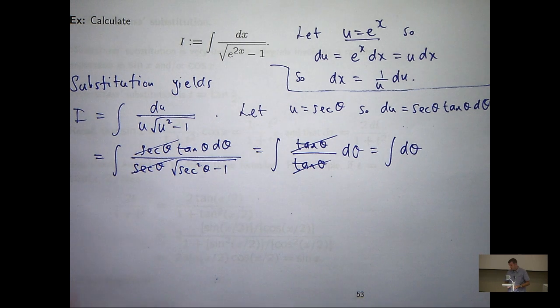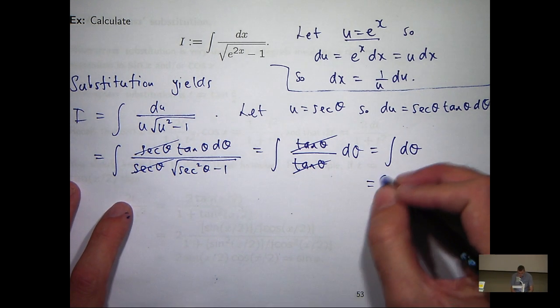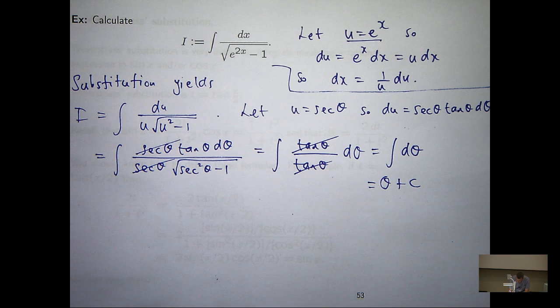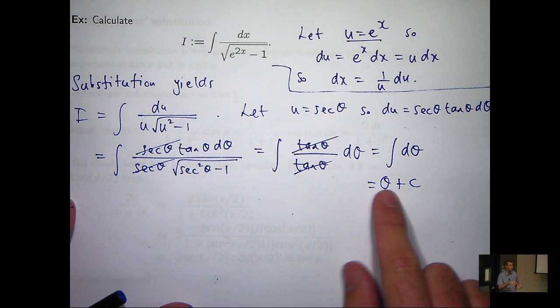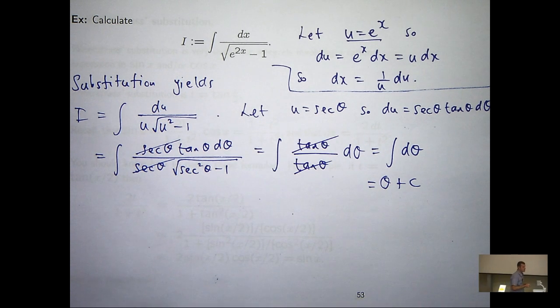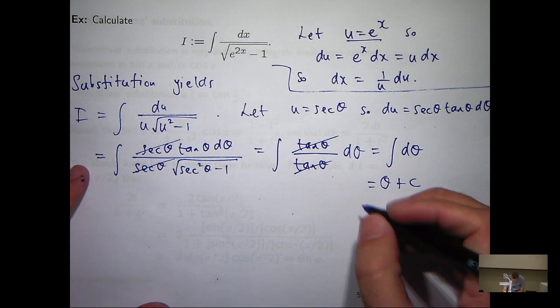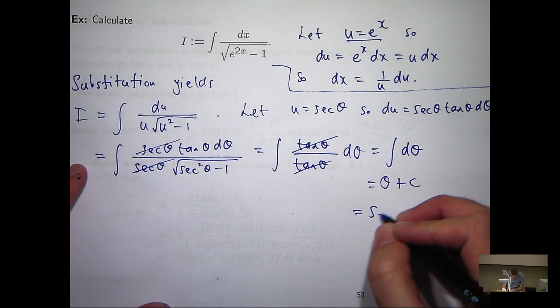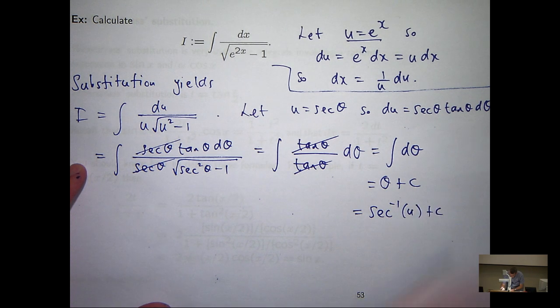Okay, so that's pretty easy integration. Theta plus a constant. So now what we need to do is get back to our original x's. First let's go back to the u's. If u equals sec theta, then theta is going to be sec inverse u. And then we've got to go back again. U is just e to the x.